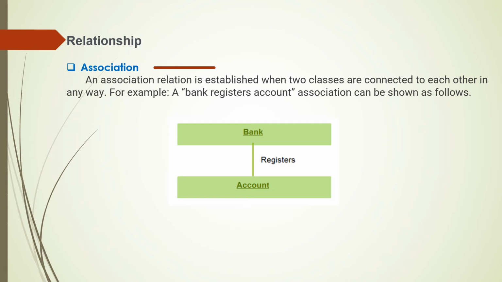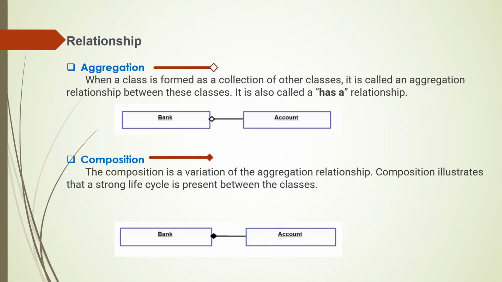Next is the association. An association relation is established when two classes are connected to each other in any way. For example, a bank registers accounts. Association can be shown as follows. The third one is the aggregation. When a class is formed as a collection of other classes, it is called an aggregation relationship between these classes. It is also called a has-a relationship.